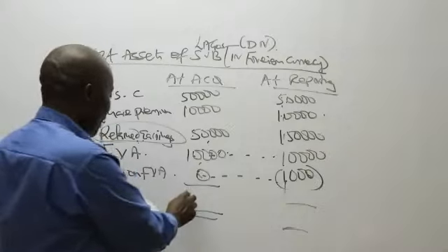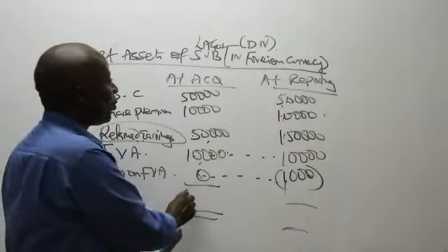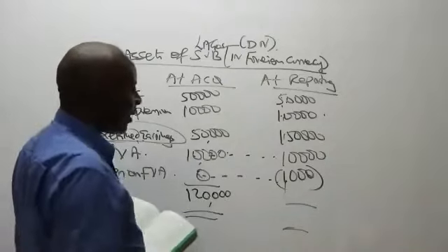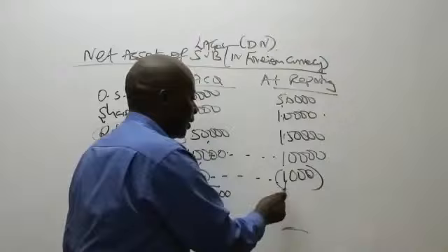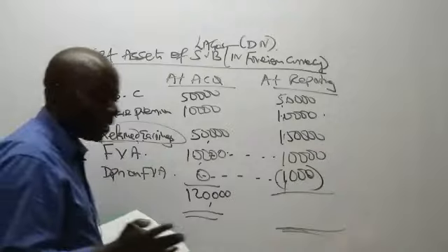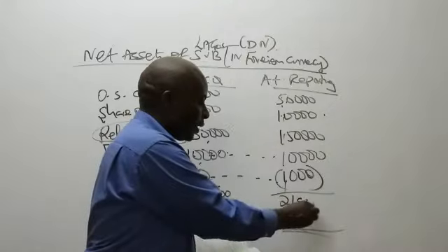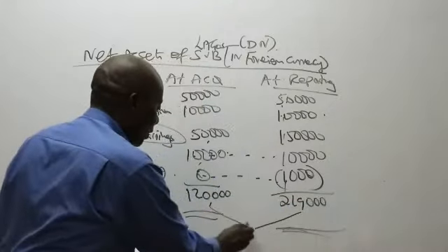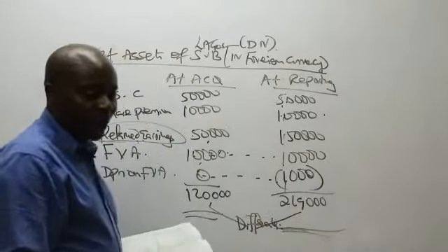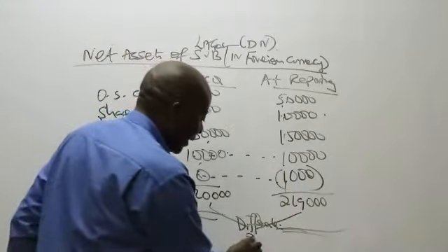How much are you getting here? Net assets at acquisition, 120,000. And this method of mine has helped many students over many years. Even those who were in section 3 of the semester, I gave them the format and they got marks and passed. This comes to 200 and what? 219,000. So could you kindly give me the difference between the two? 99,000. So I'm being given a figure of 99,000 here.